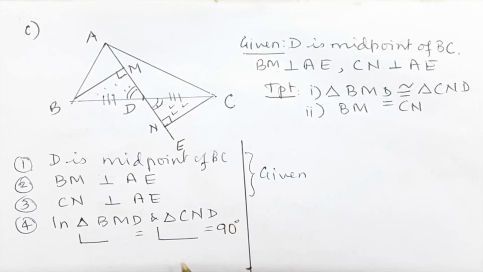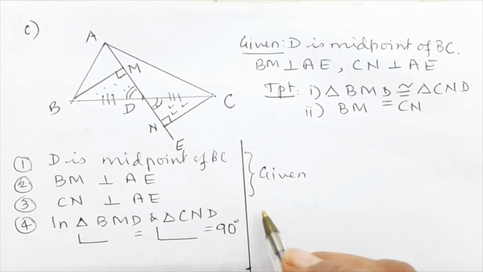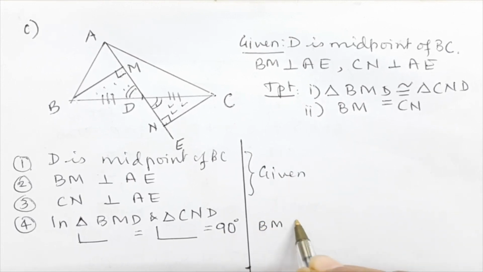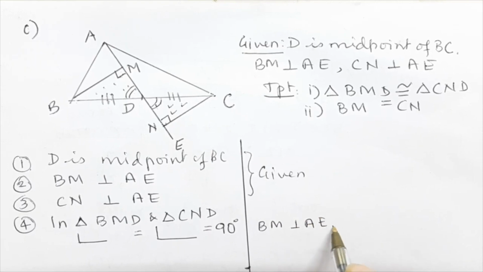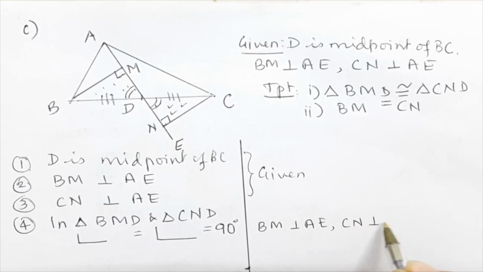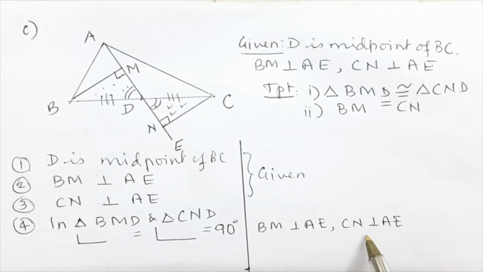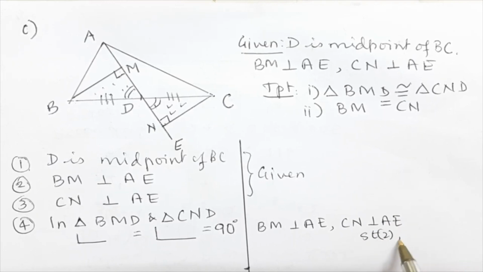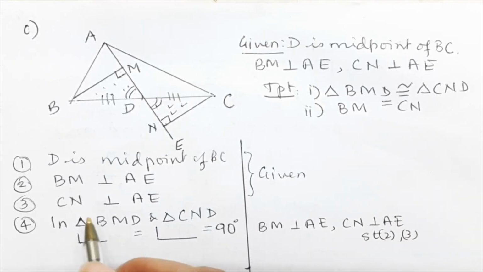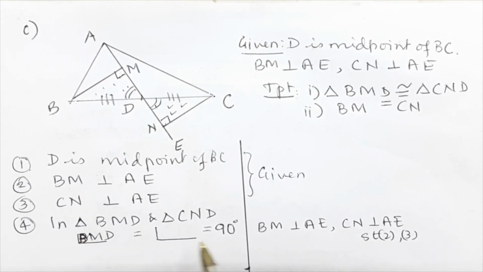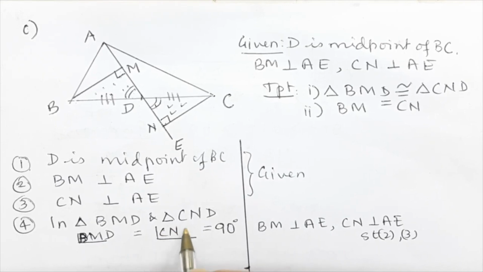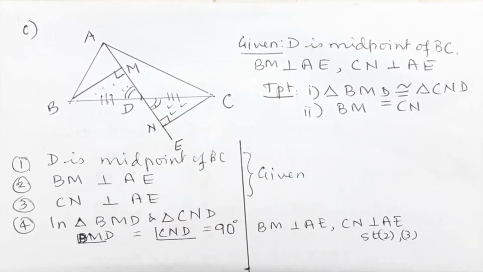Now you pause this video and write down the angles which are 90 degrees, and here I am writing the reason. BM perpendicular to AE, CN perpendicular to AE, which is statement 2 and 3. Now look at your answer. It is angle BMD is equal to angle CND which is 90.